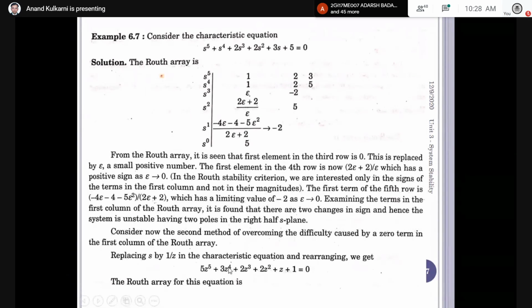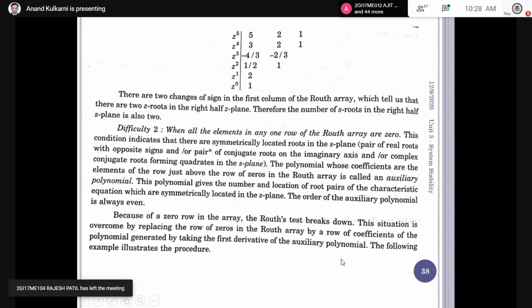And in the second row, 3, leave this, then leave this, next to 2, leave this, 1. I have arranged the Routh's array like this. Now 3 into 2 is 6 minus 10. That is 4, minus 4 divided by 3. Then 3 into 1 minus 5 divided by 3, that is minus 2 upon 3.